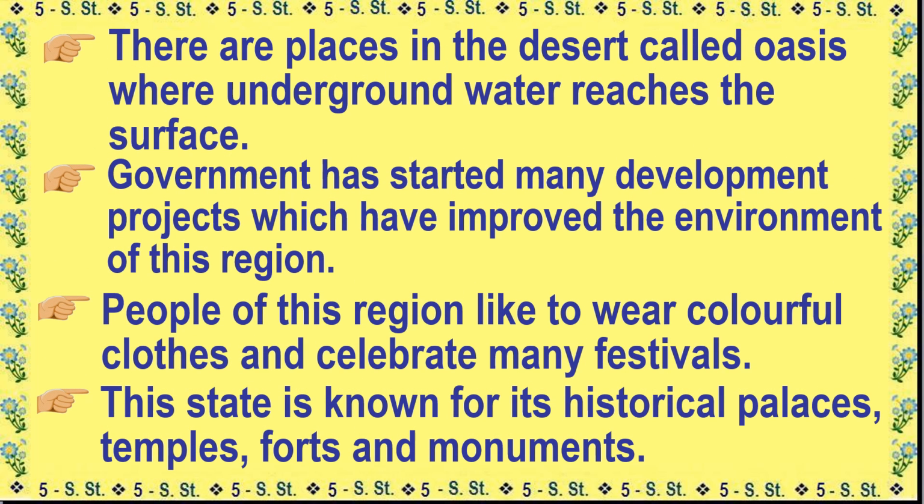There are places in the desert called oases where underground water reaches the surface. Government has started many development projects which have improved the environment of this region. People of this region like to wear colorful clothes and celebrate many festivals. This state is known for its historical places, temples, forts, and monuments.